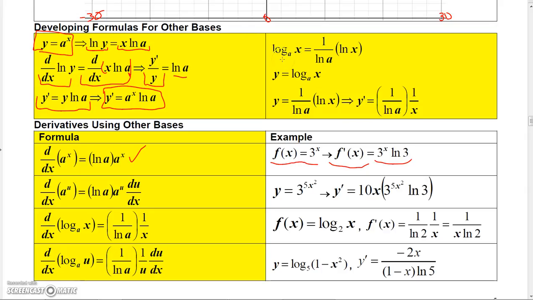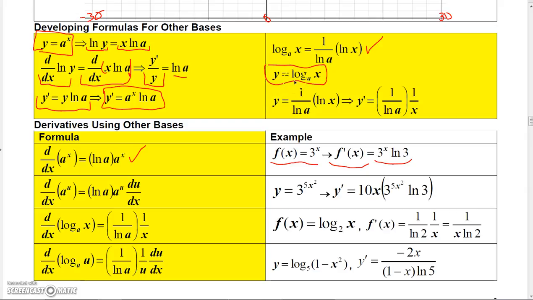Okay, now, what if I wanted the derivative of a log that's not the natural log, but the log of x using some other base? Well, jump up here and remember that anytime you write the log of x base a, you can actually write that using the change of base formula. You can write this as a base e log. So I can write this as the natural log of x over the natural log of a. So that's just the change of base formula.